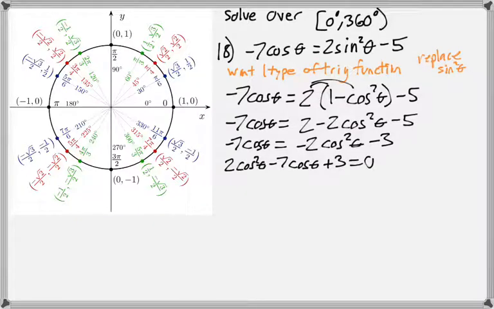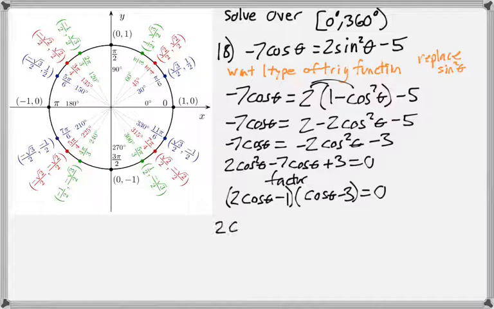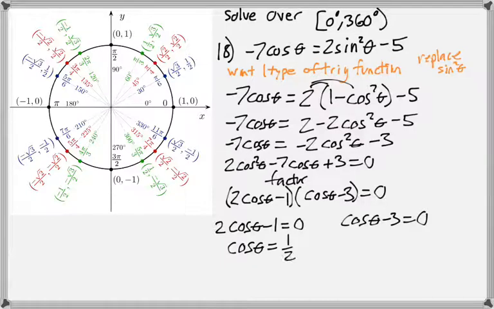Okay, so now that everything's over there, I can factor this. And this will factor to be 2 cosine of theta minus 1 and cosine of theta minus 3 is equal to 0. So I set both of these equal to 0. And then I solve. So cosine of theta is 1/2. Cosine of theta is 3.